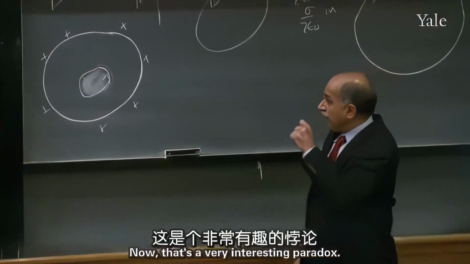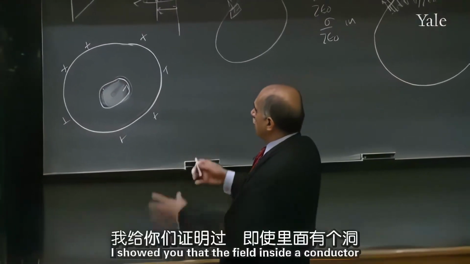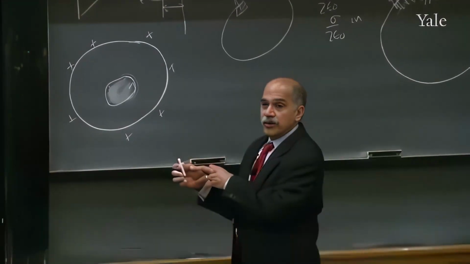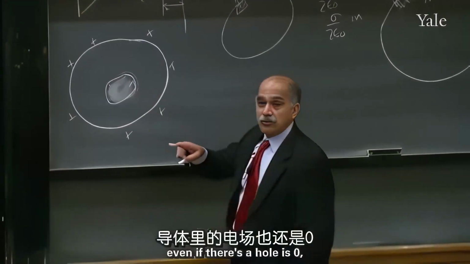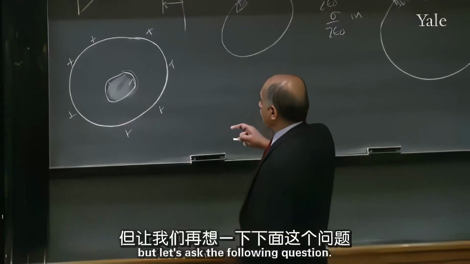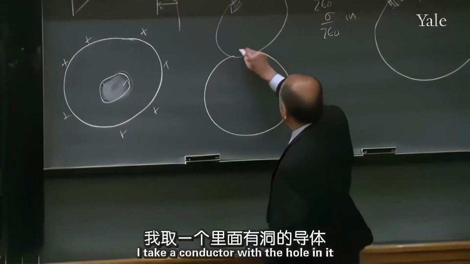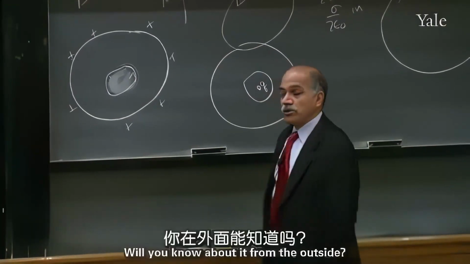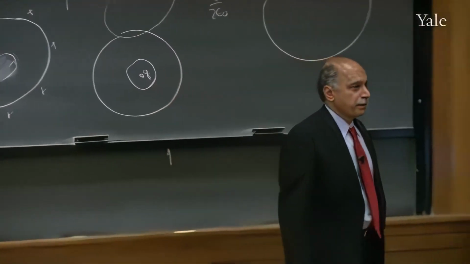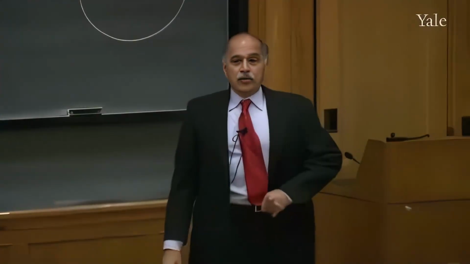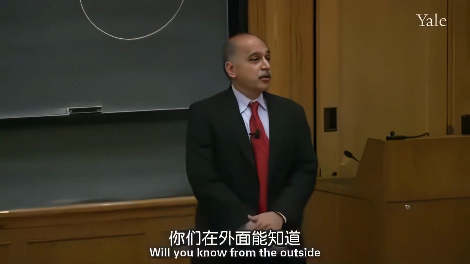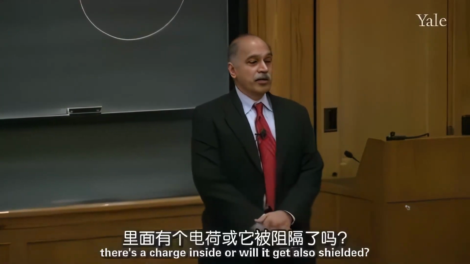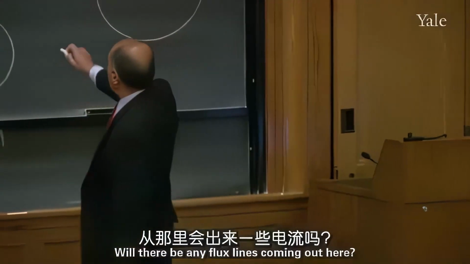Now, that's a very interesting paradox. I showed you that the field inside a conductor, even if there's a hole, is 0. But let's ask the following question. I take a conductor with a hole in it, and I put a charge Q here. Will you know about it from the outside? You're not allowed to enter it. Will you know from the outside that there's a charge inside? Or will it get also shielded? Will there be any flux lines coming out here?